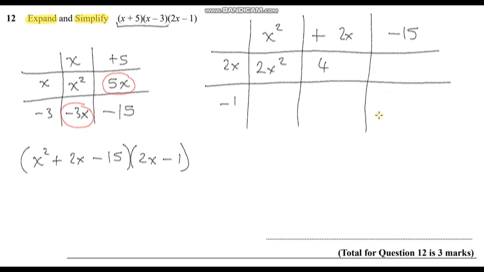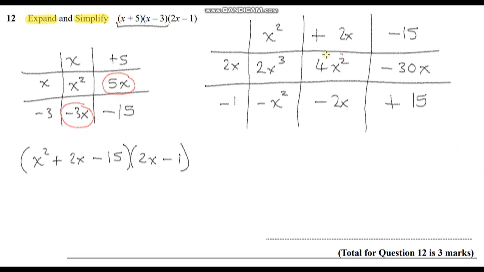Oh, sorry, I've made a mistake. So x squared times 2x is 2x cubed. Okay, x squared times x is x cubed. So be really careful with that. 2x times 2x does give me 4x squared. Now 2x times negative 15 is negative 30x. X squared times negative 1 is negative x squared. 2x times negative 1 is negative 2x. And negative 1 times negative 15 is positive 15.